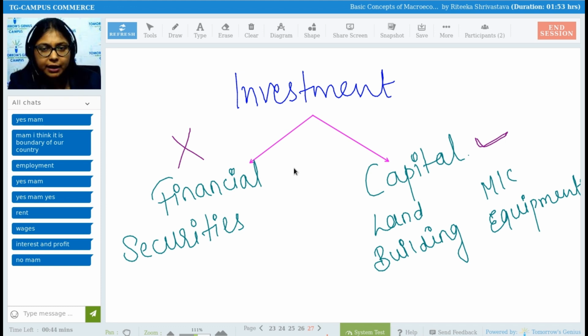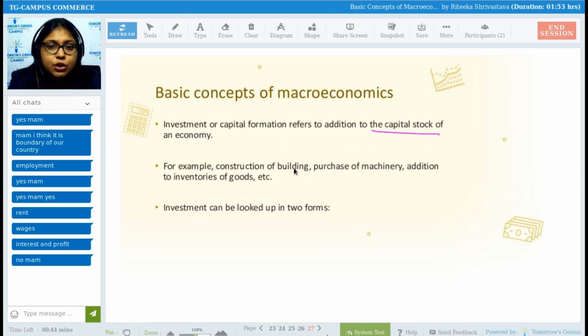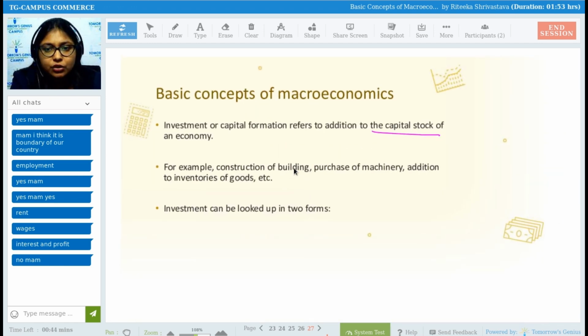It can be a financial, it can be a capital investment. But in economics, our prime focus is on capital investment and not on financial investment. So investment or capital formation refers to the addition to the capital stock of the economy. So basically, it will increase the stock of capital in the economy. Example: construction of building, purchase of machinery, addition to inventories of goods. All of these are examples of capital investment or capital formation.